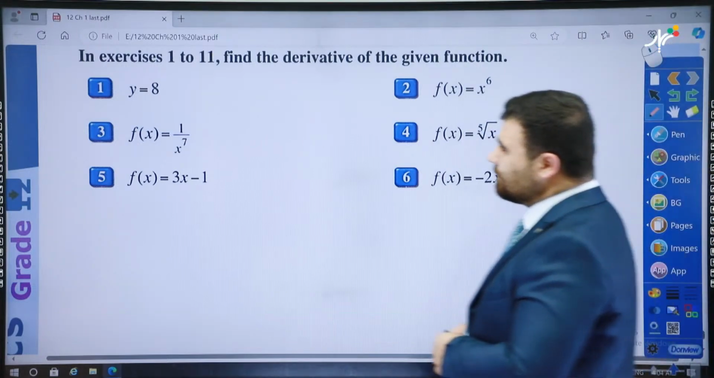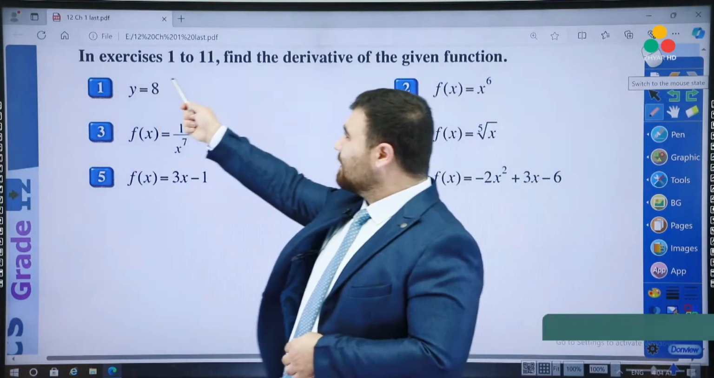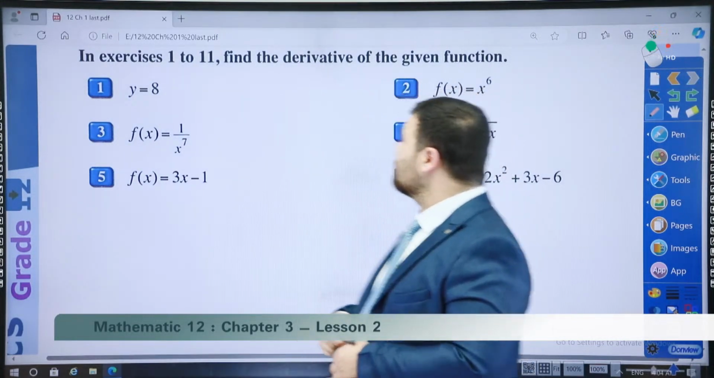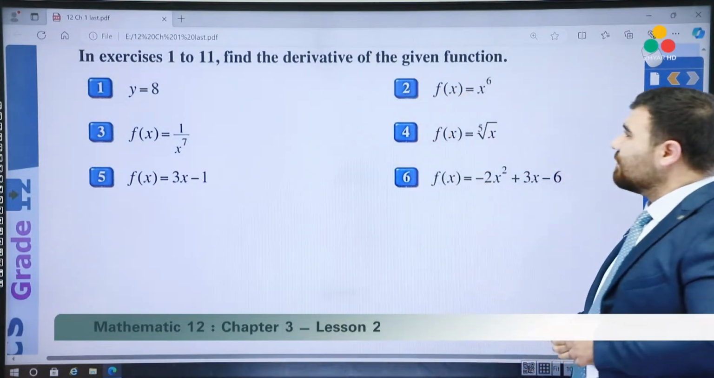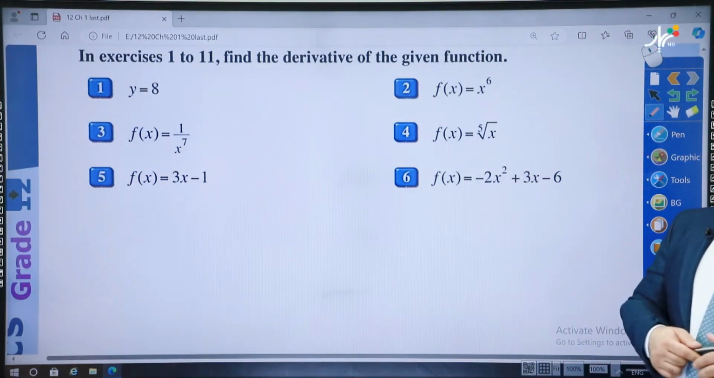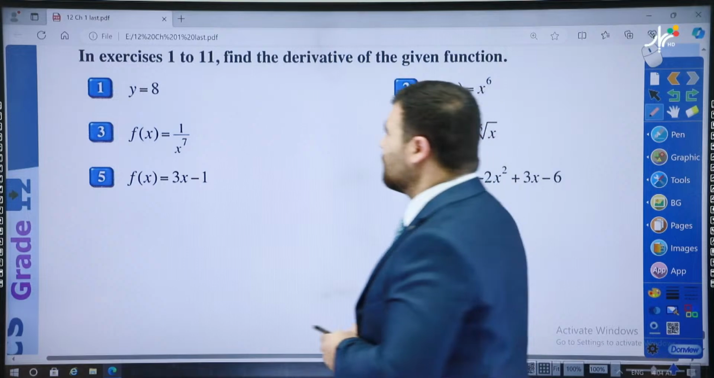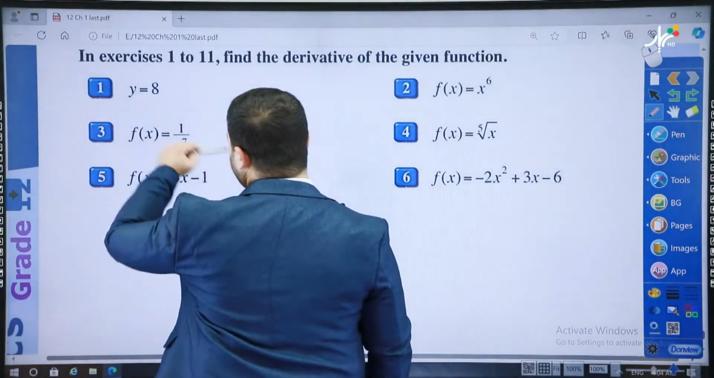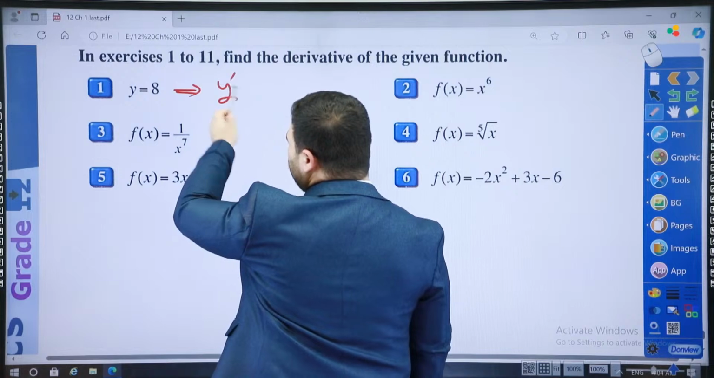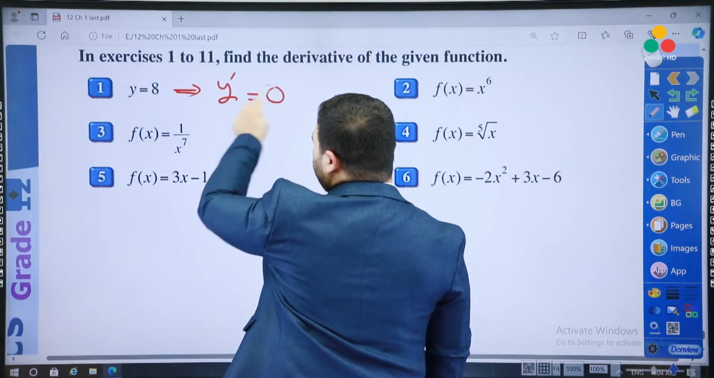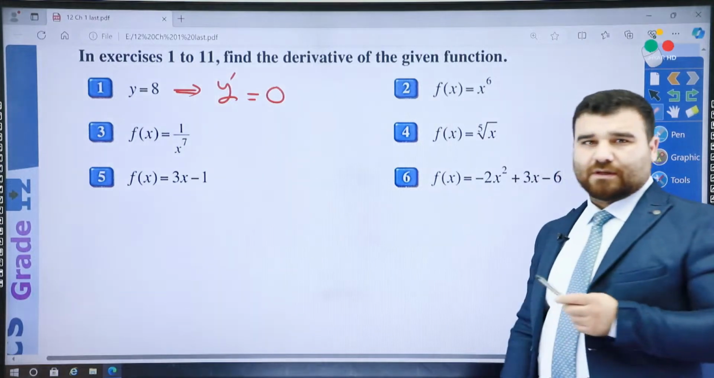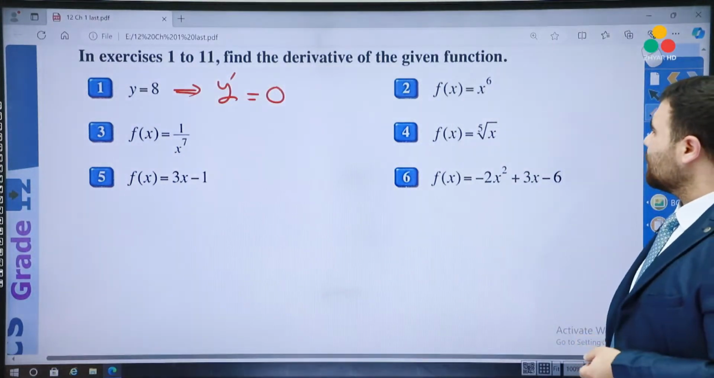Let's begin. Question 1. In exercises 1 to 11, find the derivative of the given function. All right. The first function given, y equal to 8. What's the derivative of a constant? It's equal to 0. The question said y, then we should say y prime. This is the derivative. So the derivative of numbers is always 0. Question 1 done.